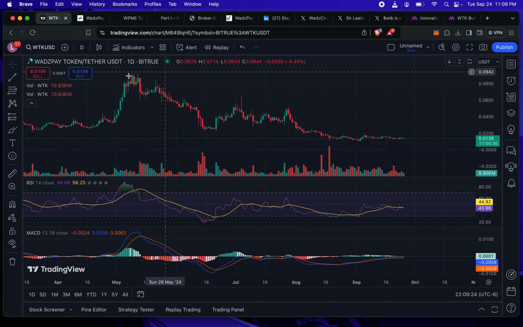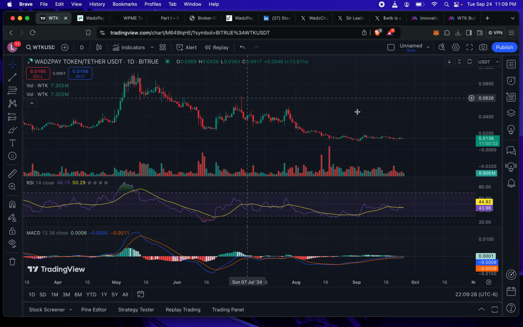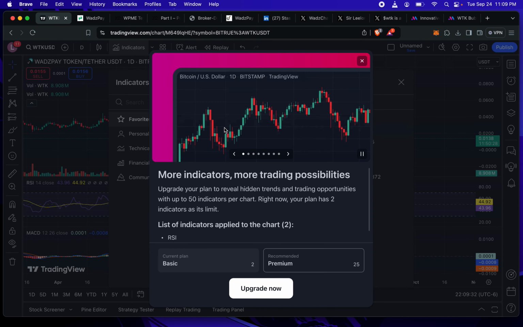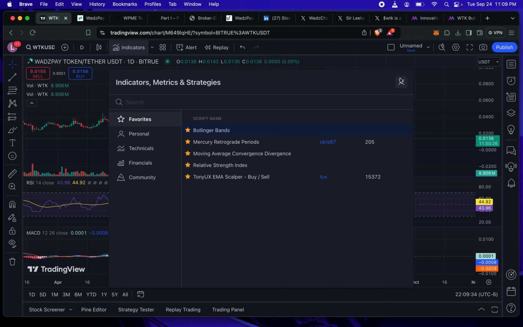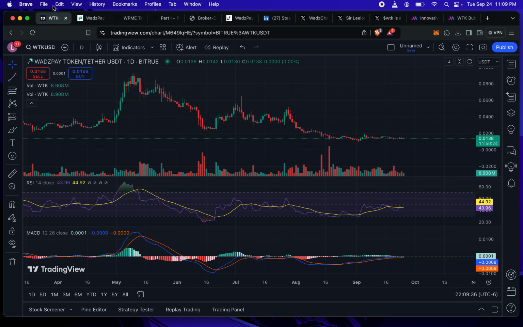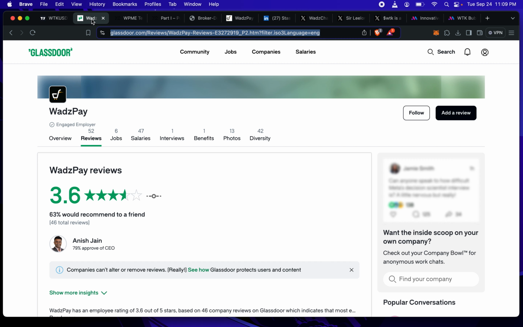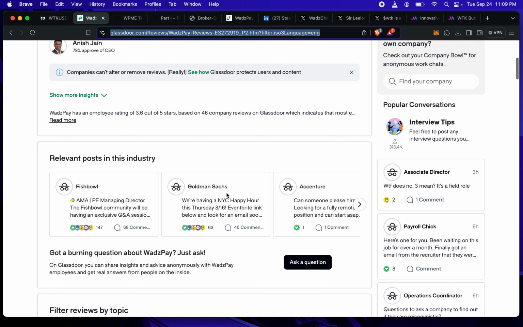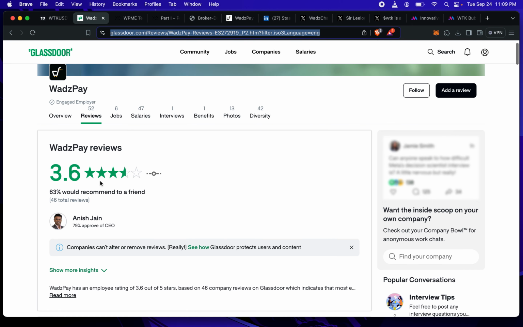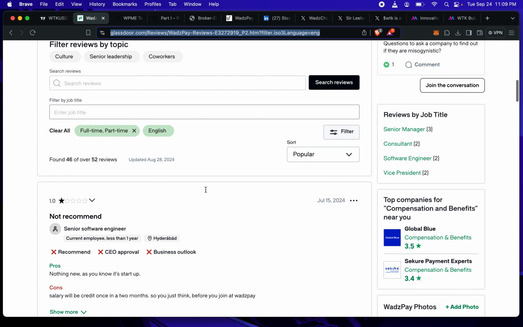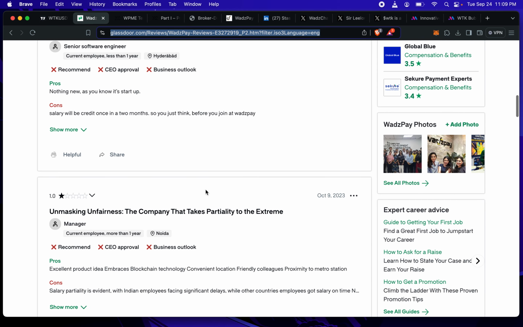And we're going to be going into a few things here about the company itself. I could draw some Bollinger Bands on this, but I already have my three indicators. I'm too cheap to pay the money for the year. But anyway, let's go to some of the Wadzpay reviews on Glassdoor. It's 3.6 out of 5. There are a few haters, but it's just how it is with small companies.